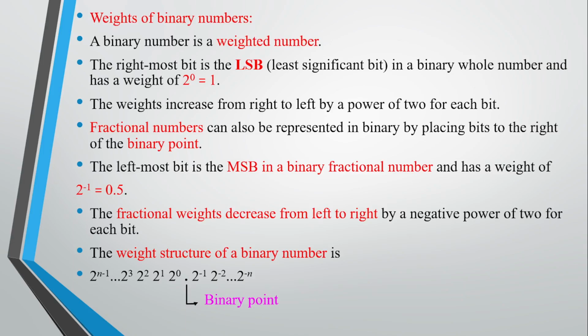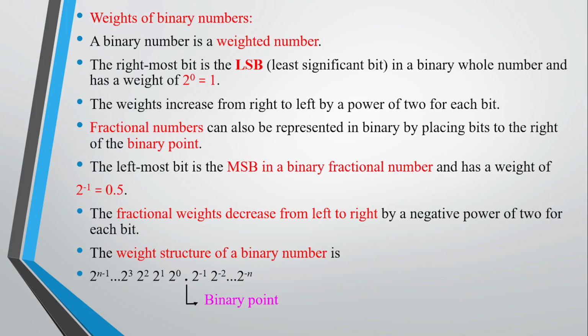Okay, so in this way, if we observe the weights towards both sides of the binary point, you will find that towards the left it will be the whole number, that is 2 to the power 0, 2 to the power 1, 2 to the power 2, 2 to the power 3, and so on, 2 to the power n minus 1. So if it is a binary number with n digits, the highest power weight will be 2 raised to n minus 1. And after the binary point we have the fractional binary number, and the weights will be in this fashion, that is 2 raised to minus 1, 2 raised to minus 2, and so on till up to 2 raised to minus n, where n is the number of digits of the fractional binary number. So weights are powers of 2.